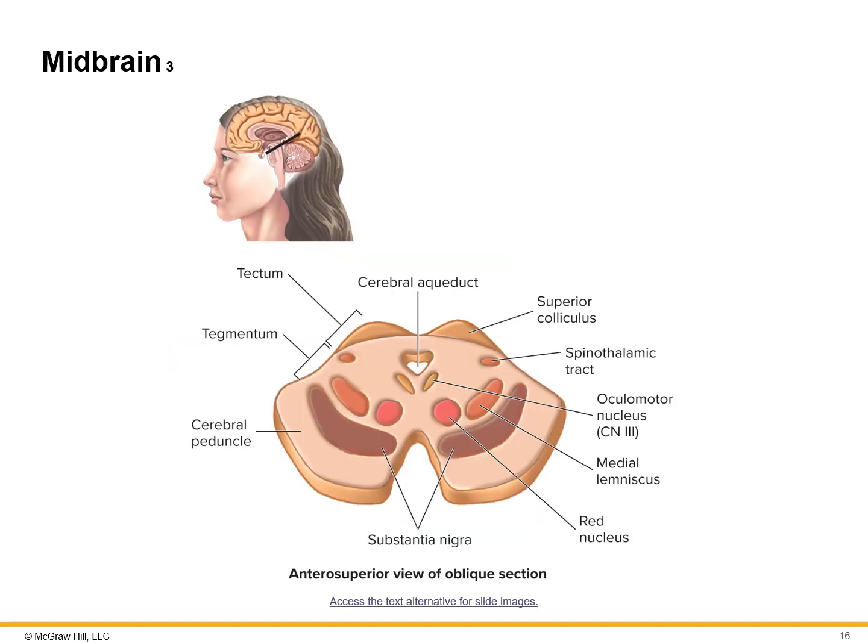This is just showing some of those parts. So again, the tectum and tegmentum that are seen here, and the cerebral peduncle, which is an area here that sticks out. Again, here's that substantia nigra, our red nucleus, and we have some of the cranial nerves coming off of there. And again, here's that superior colliculus.